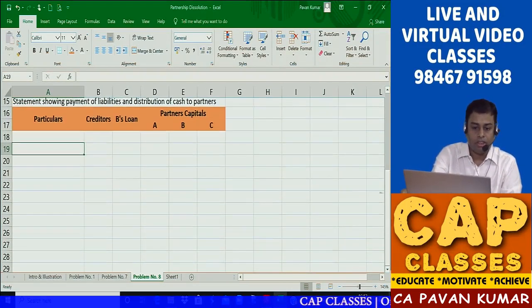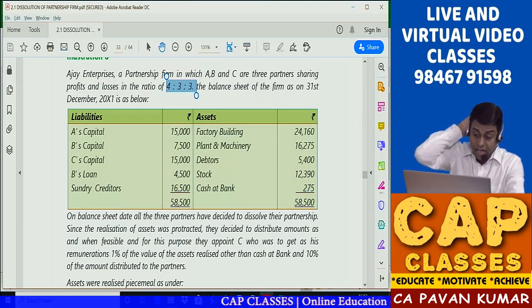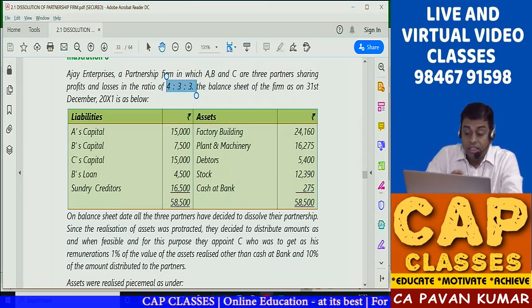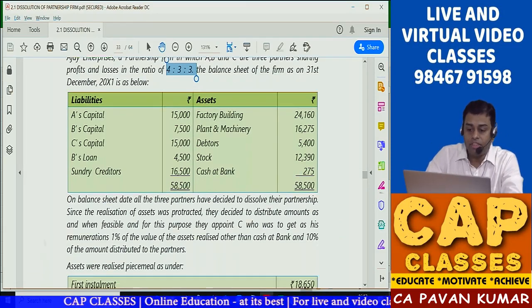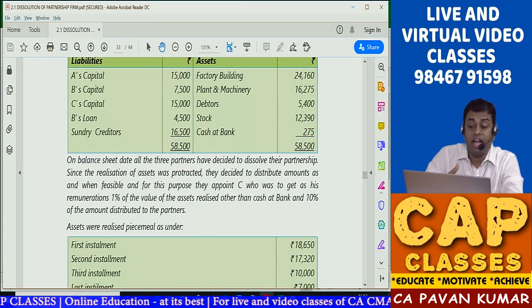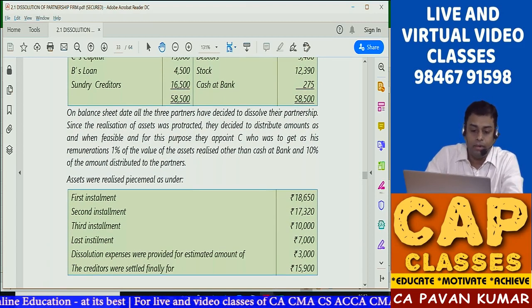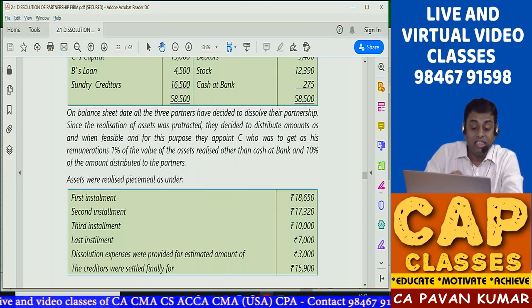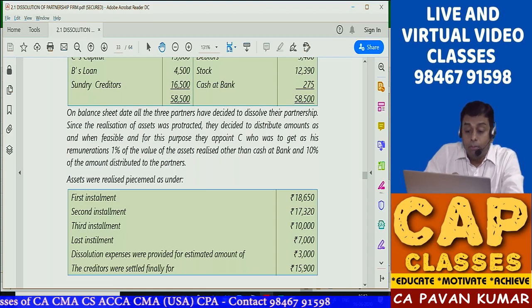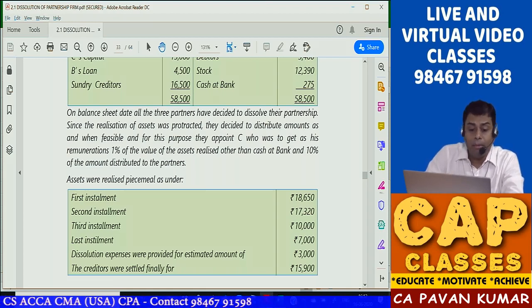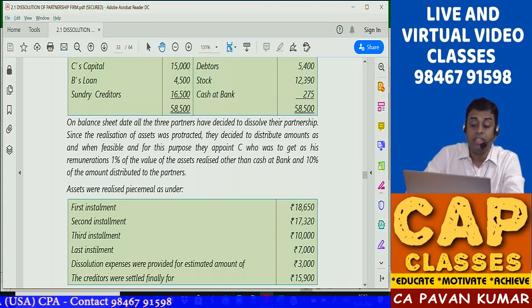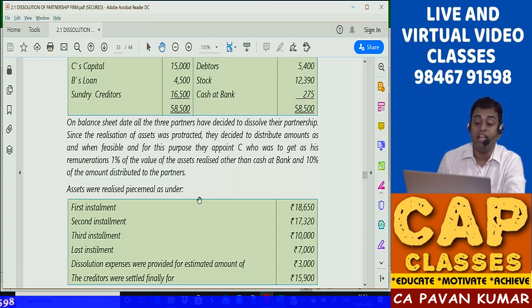Let us go back to the question and read it. Factory building 24,160, plant and machinery 16,275, debtors 5,400, stock 12,390, cash at bank 275, total 58,500. On the balance sheet date, all three partners decided to dissolve their partnership. Since the realization of assets was protracted, they decided to distribute amounts as and when feasible, and for this purpose they appoint C, who was to get as his remuneration 1% of the value of the assets realized other than cash at bank and 10% of the amount distributed to partners.